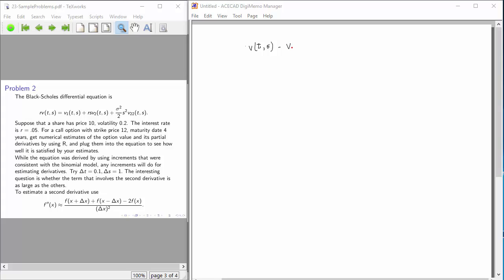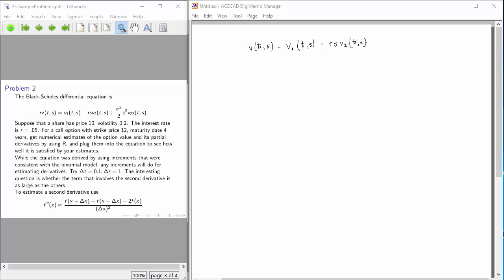The first one is v sub 1. That means the partial derivative with respect to its first argument of the price of the option, the rate at which the option is increasing in value, assuming that the price of the underlying share stays the same, plus another term where you multiply by the interest rate and you multiply by the share price, and then you multiply by the derivative with respect to the price of the underlying security.